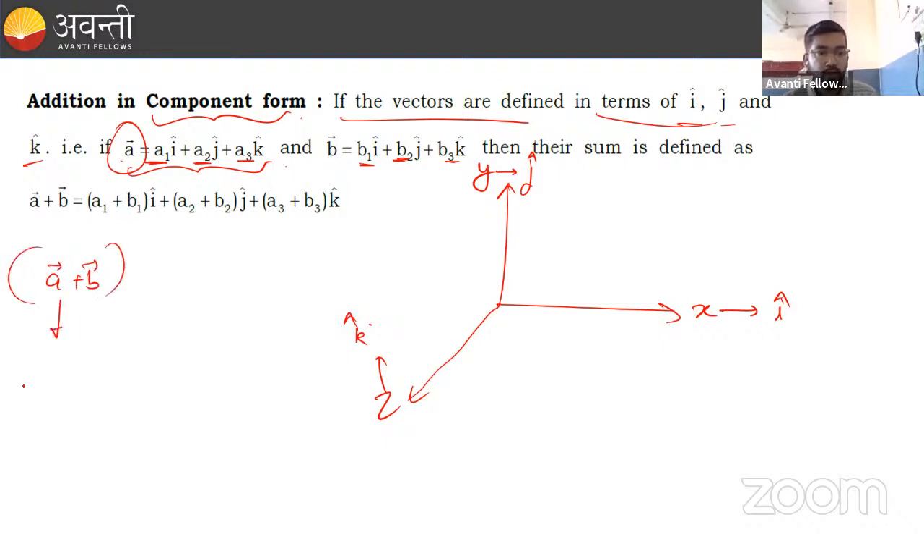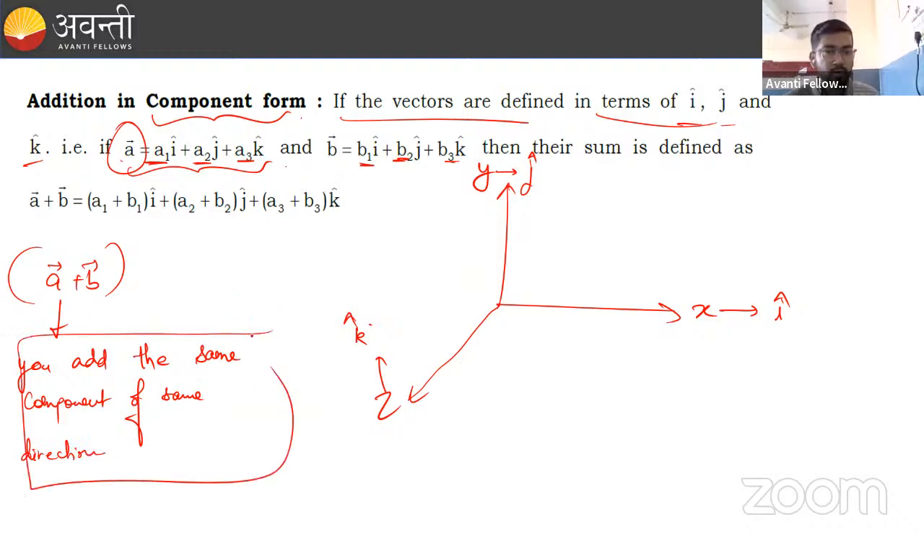Whenever you sum two vectors, remember that you add the same component of the same direction. You add the components of the same direction. For i cap, a1 and b1 are the components, so you add a1 plus b1. For j cap, a2 and b2 are the components, so you add a2 plus b2, and for k cap similarly you add a3 plus b3. In this manner, you can add vectors in component form.